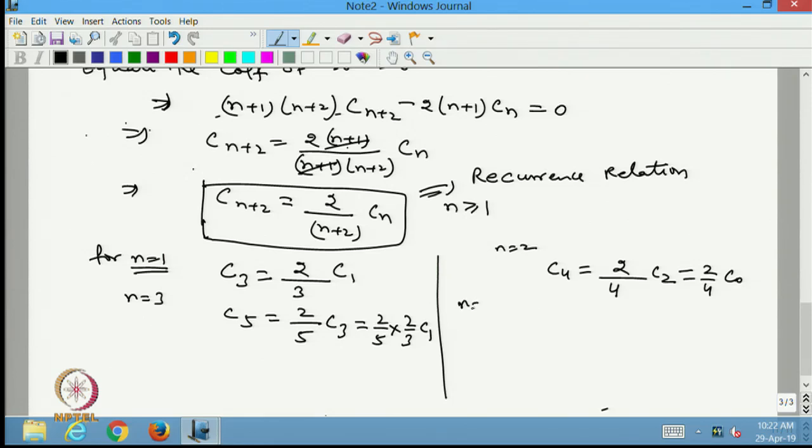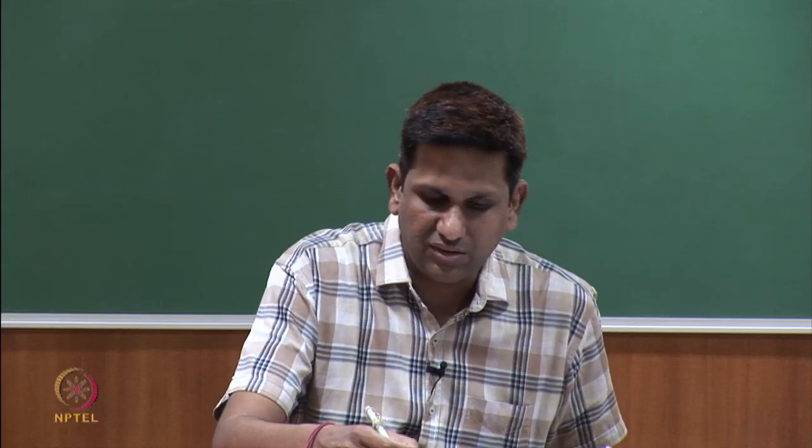Then I can find out for n is equal to 4. So, C6 will be 2 divided by 6 C4, and C4 is given in the form of C0. So, from here I can write 2 by 6 into 2 by 4 C0. So, in this way I can find all the coefficients. For the odd power I will get the coefficient in terms of C1, and for the even n, I will get all the coefficients in terms of C0.